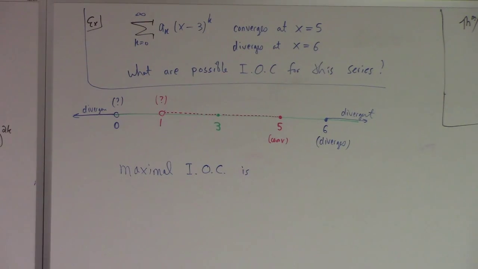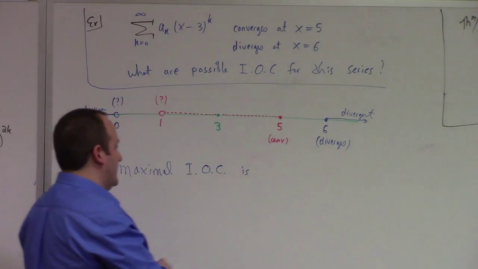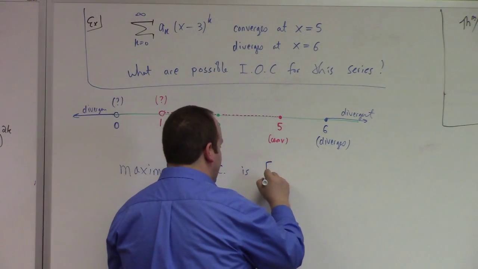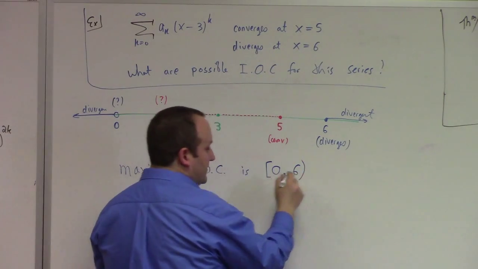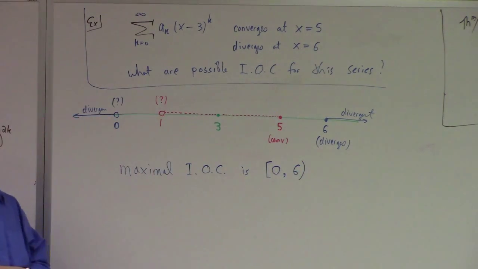One to 5? Nope, could be greater than that. 0 to 6. Now, I would say the greediest thing I can do is 0 included to 6 excluded. That is consistent with the given data, and I can't go past that. Going past that would say that there's a point that is convergent past the divergence point relative to the center, which is impossible by the theorem.